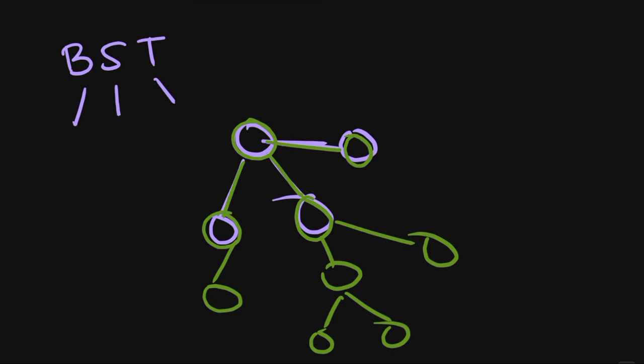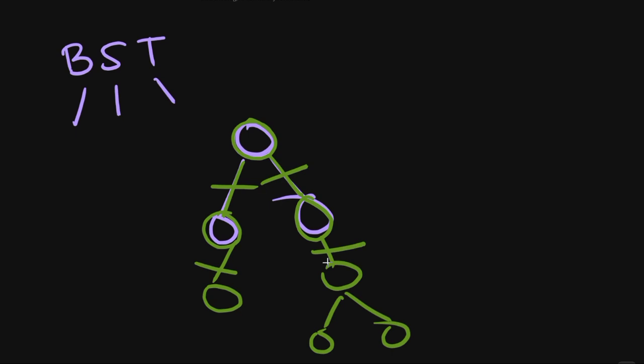Now, if in this tree we add some constraints or rules, such as each node having at most two children, so let's say we remove this one and this one. As we have added the constraint that each node has at most two children, here you can see we have two, here one, and here two. A tree in which each node has at most two children is called a binary tree.